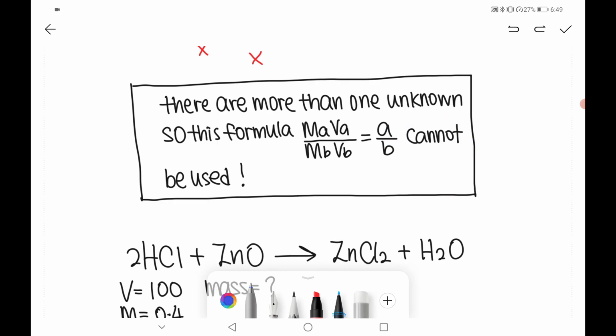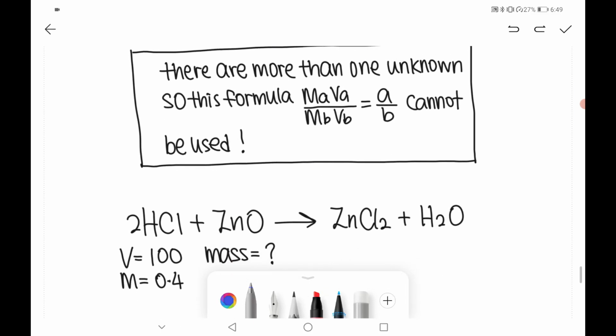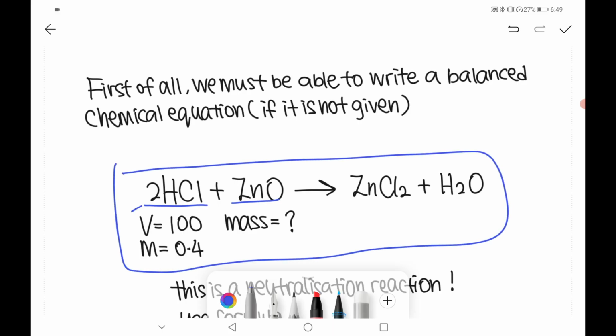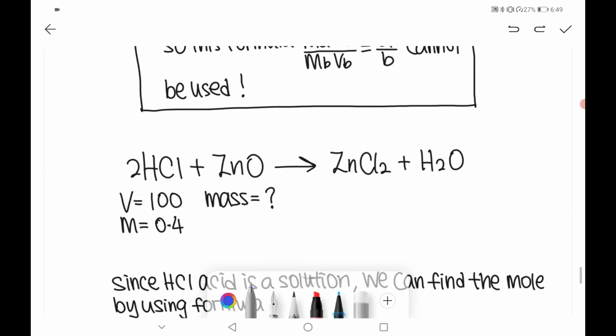So if you cannot use this formula, then we have to go back to the traditional method. So how to do the traditional method again? This chemical equation you copy, and all the information you copy. So we copy the equation and we copy the information. So now what you should do? If you are given a chemical equation and you cannot use the formula MAVA, MBVB, then you have to go back to the traditional method. In chemistry, when you want to do the traditional method, you must always find the mole first. I always mention this. When you are given a chemistry calculation and you don't know what you should do, just go to find the mole first.